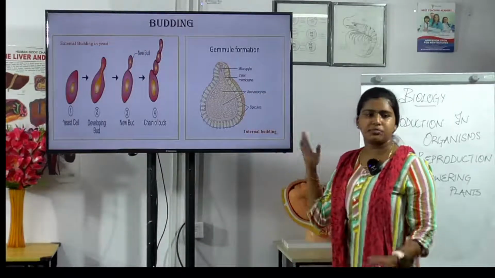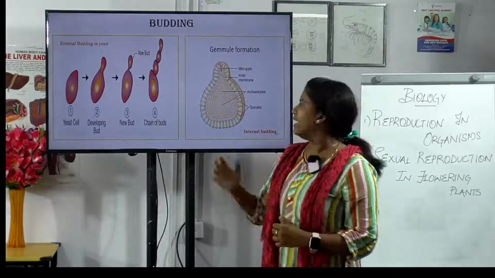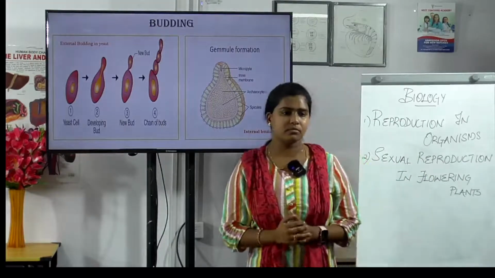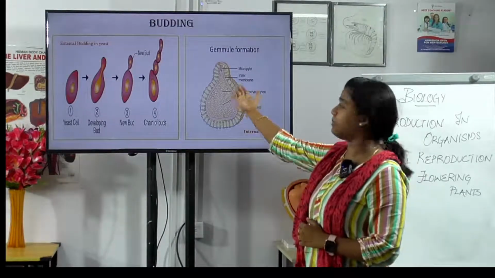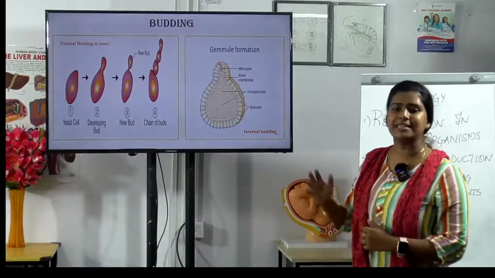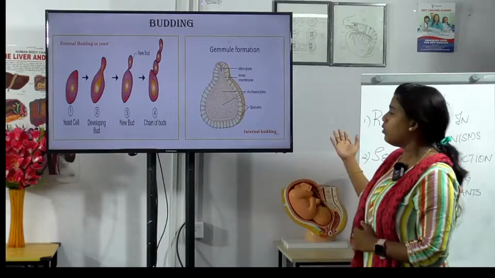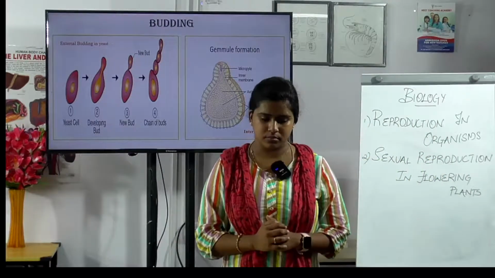There are two types of budding: external budding and internal budding. In external budding, the bud forms outside the body. Examples are hydra or yeast. Whereas internal budding is also called gemmule formation. What happens in internal budding? The buds form inside the body.